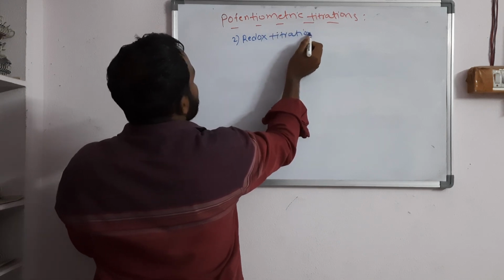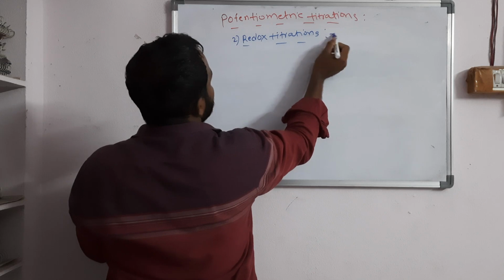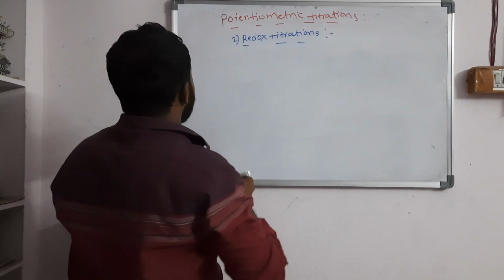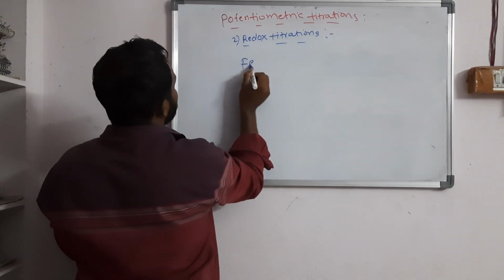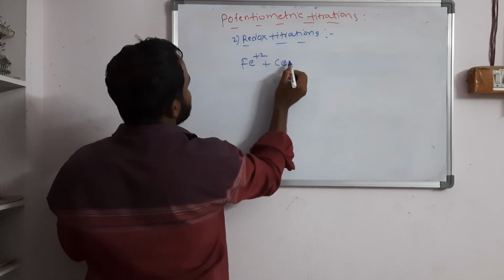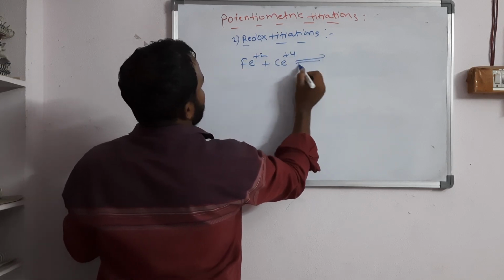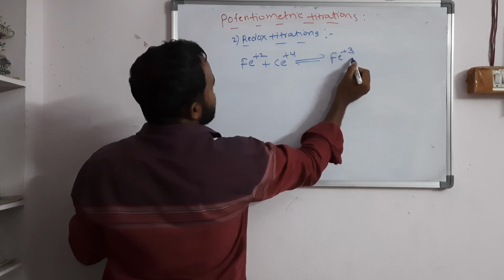Same like acid base titrations, redox titrations are also carried out in a similar manner. But here I am going to take iron plus 2 and cerium plus 4. This is the equation: iron plus 2 plus cerium plus 4 gives iron plus 3 plus cerium plus 3.